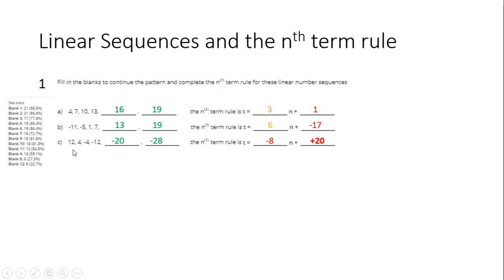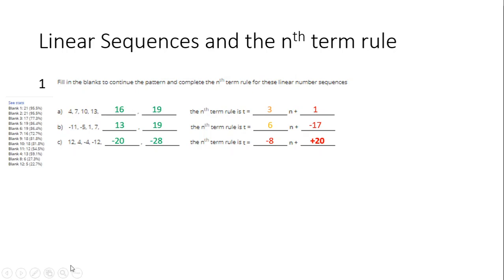So let's take this up. Here we see there's a pattern. I can see that it's going down. It's a negative pattern, which is why the rule is a bit more difficult to find. It's going down by how much? I've got 12, take away something makes 4. 4 take away something makes -4. -4 take away something makes -12. And I have to keep going.